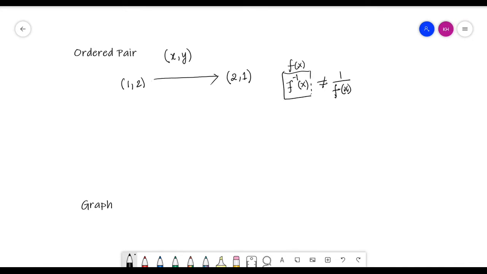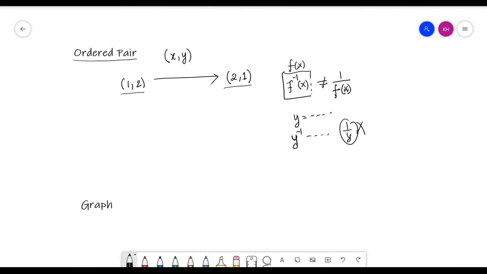Again, if we go back to our lesson on function notation, we learned that f of x is just a notation. It's just another way of writing y, the output, right? So if we have a function in the form of something like this, the inverse would be something like this, okay? And this does not mean 1 over y. So this is how you find the inverse of an ordered pair.